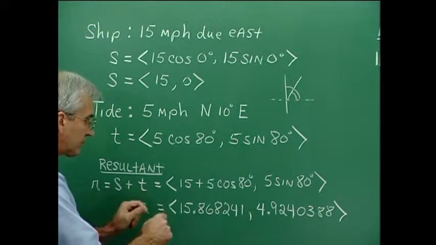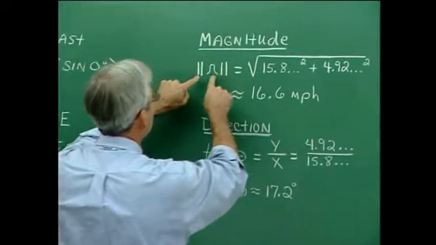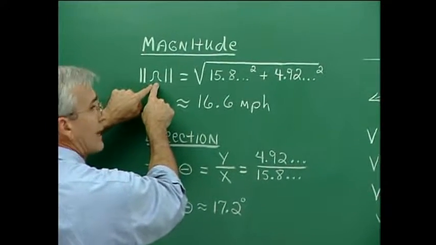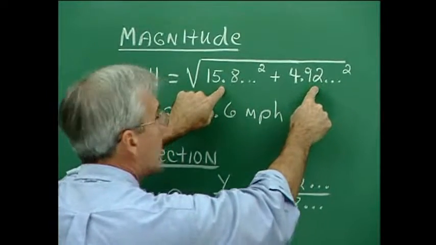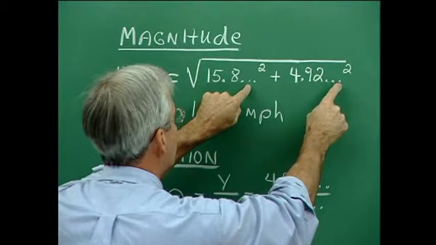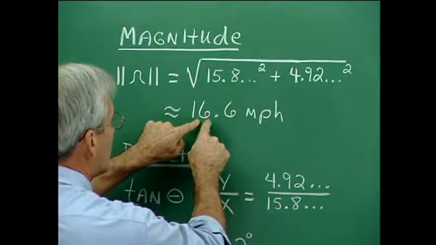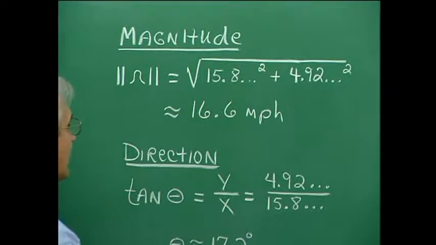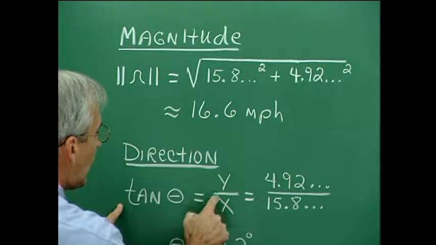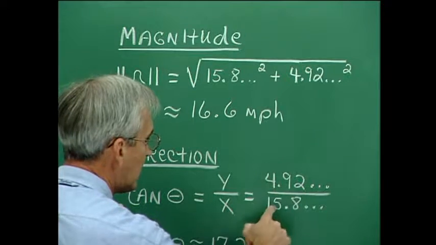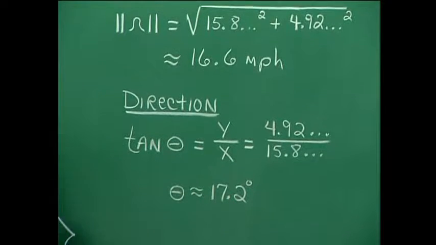which is the course of the ship. All right, so we have this horizontal, vertical. Remember, the magnitude is designated like this. This is the magnitude of that resultant vector, and it's the square root of the sum of the squares of the two components. I've written them in here with the dot, dot, dot because I didn't want to write all those digits. And when we perform the calculations, we get approximately 16.6 miles per hour as expected. For the direction, we use the tangent idea. The tangent of theta is y over x, or that 4.2 decimal and the 15.8 decimal in the denominator. And we find theta to be approximately 17.2 degrees.